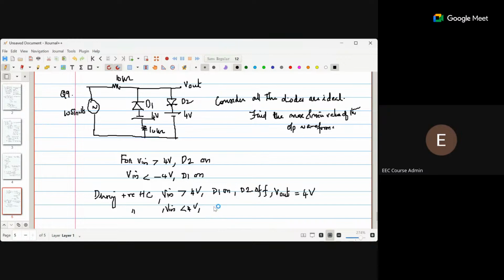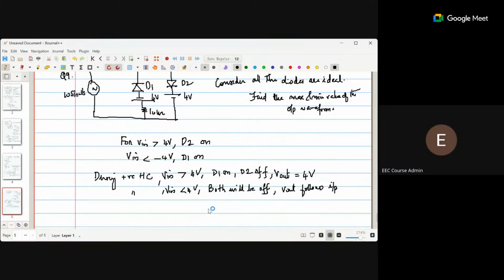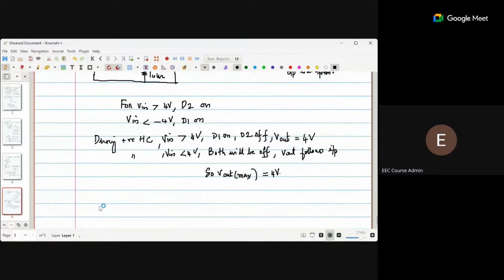Again, during the positive half cycle, for V in less than 4 volts, what will be the condition of the diodes? Until minus 4, both will be off, correct? Yes, ma'am. Both the diodes will be off, and the output follows the input V in. So the maximum value of the output will be 4 volts.